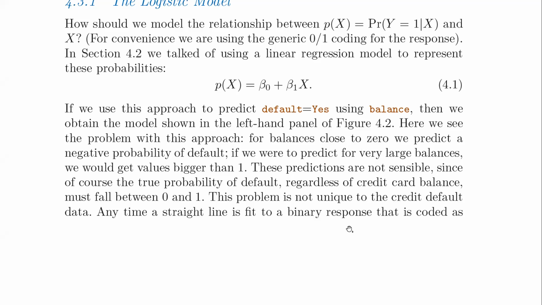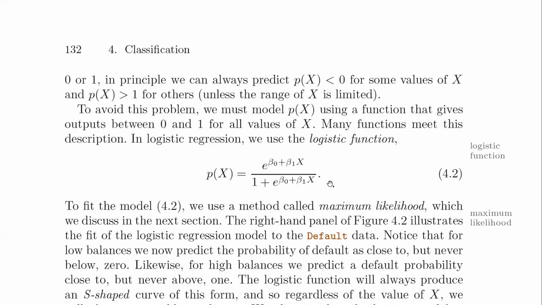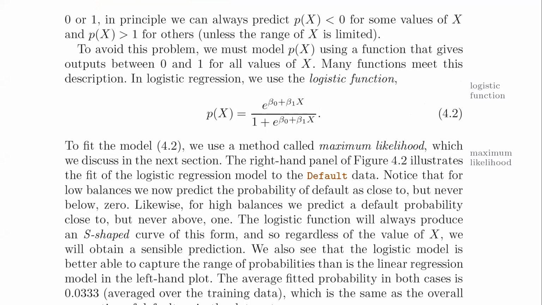So this problem is not unique to the credit default data. Anytime a straight line is fit to a binary response that is coded as 0, 1, in principle we can always predict probability responses 1 given x is less than 0 for some values of x, and probability of default given x is greater than 1 for others.